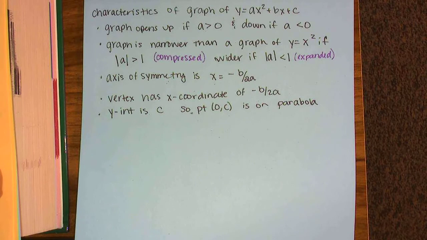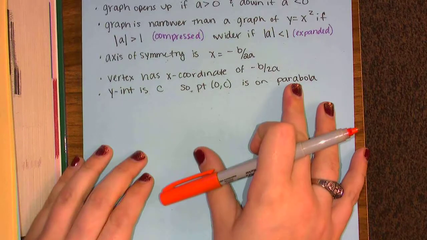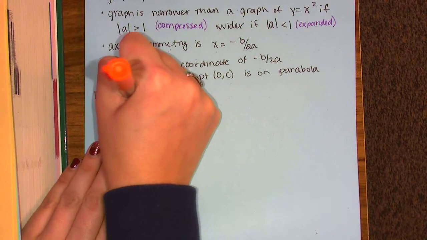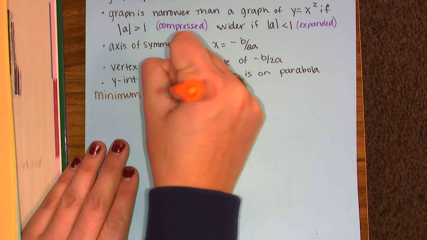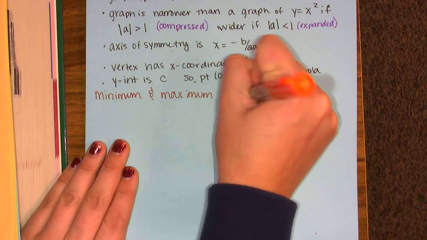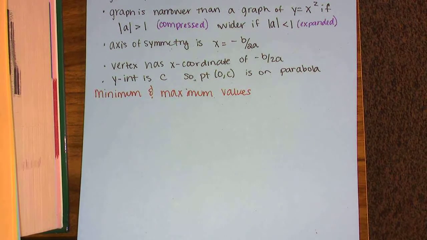All right, so then the last thing that goes with this stuff is minimum and maximum values. In case you're trying to fit everything on a page, this is going to have a couple lines of notes and then some pictures of graphs.